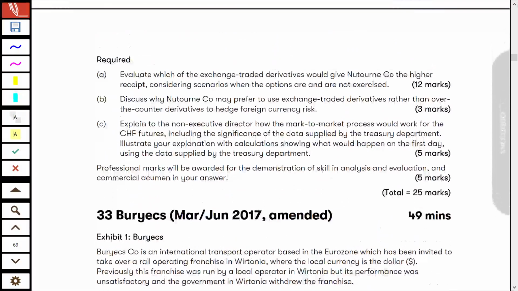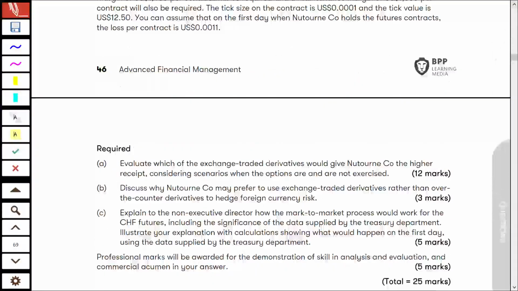A few comments from the non-executive, and then in the requirements we have to use the derivatives. So this is futures and options, to consider which gives the better outcome, and we're told specifically to look at what if options are exercised and what if they're not exercised. But there are other parts to the question too.